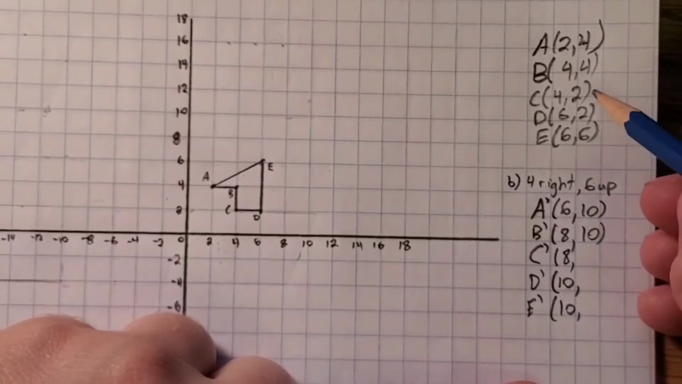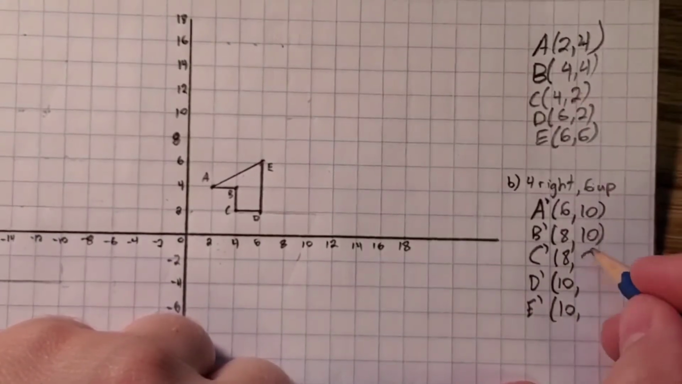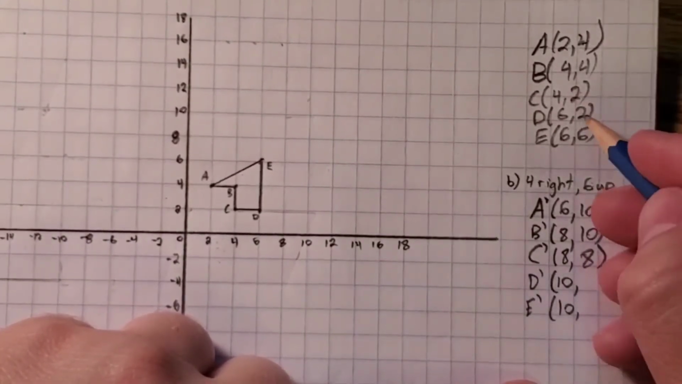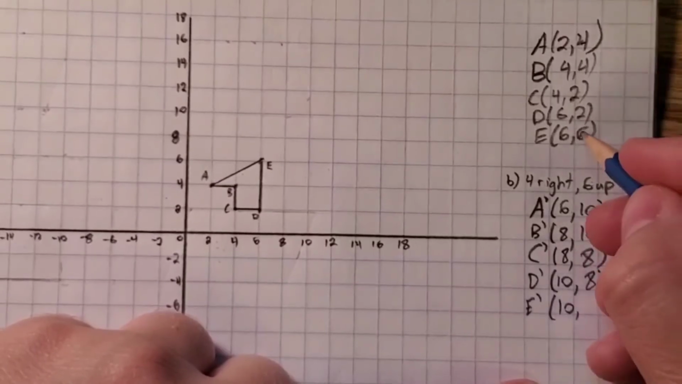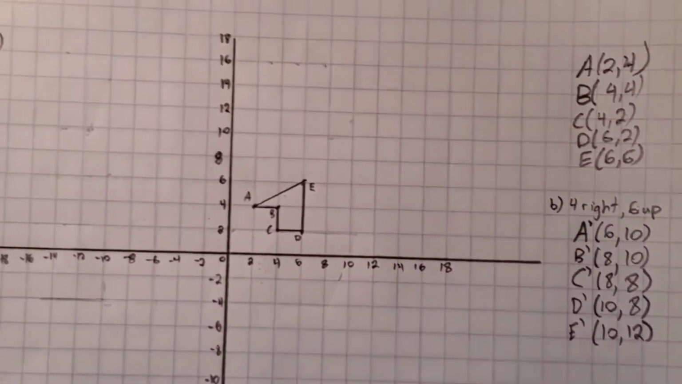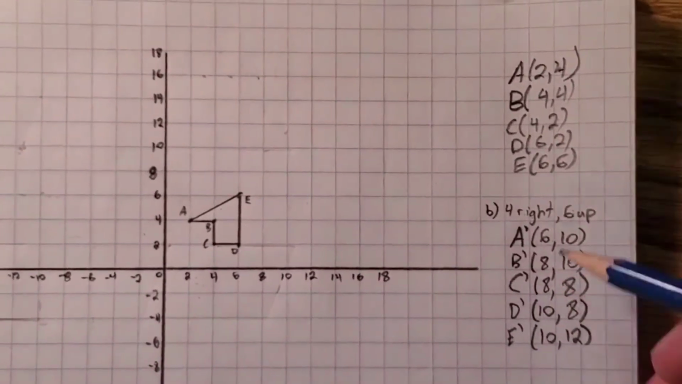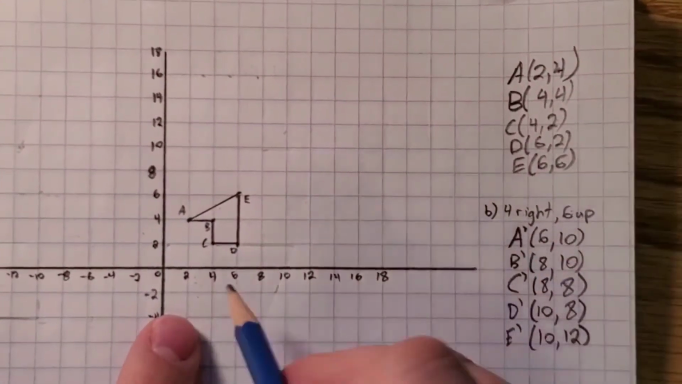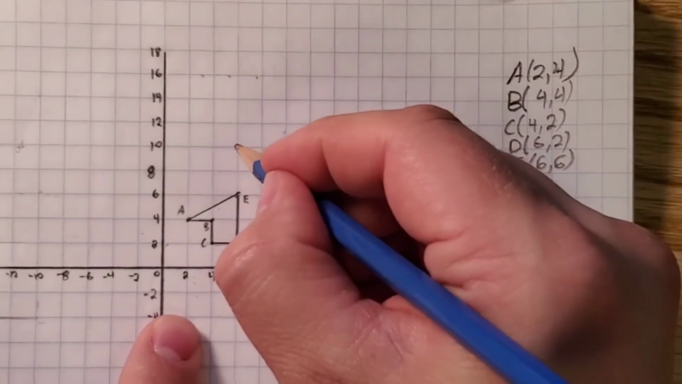Okay, and then to finish with my y's, 2 plus 6 is 8. 2 plus 6 is 8. And 6 plus 6 is 12. Oh, good thing I left some space for this. So let's plot these. A prime is 6, 10, so go over 6 up to 10.